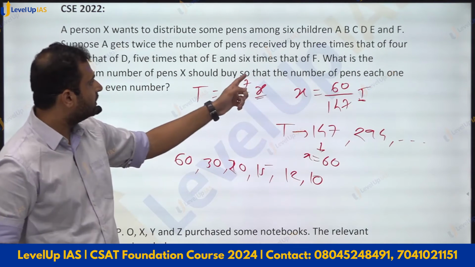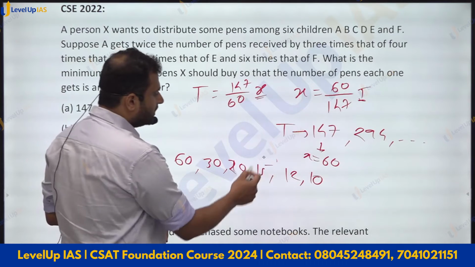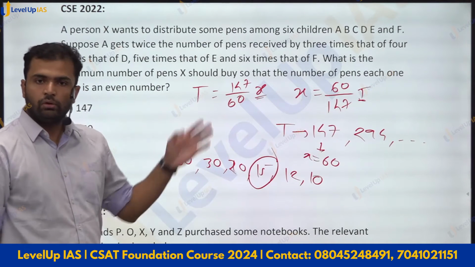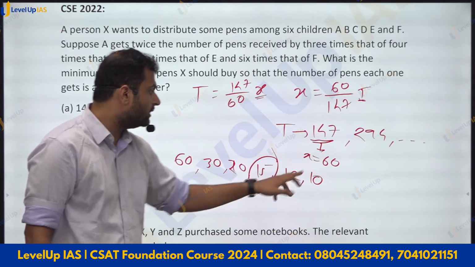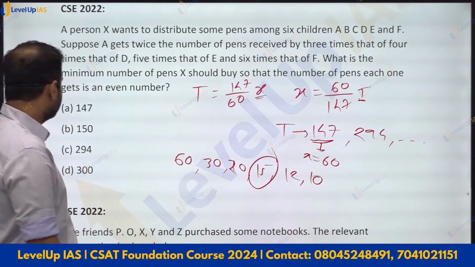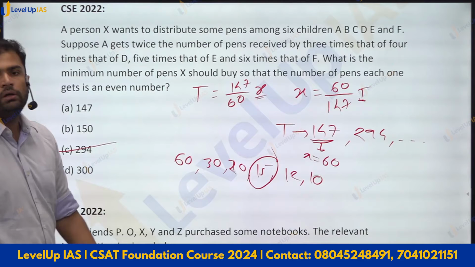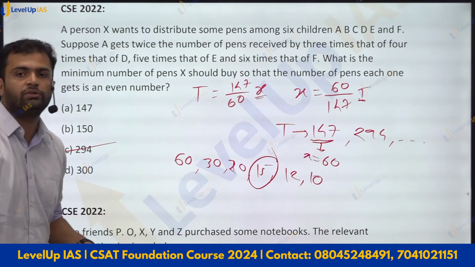Last condition, let us see that the number of pens each of them receives is an even number, but this is an odd number, so we are failing here. So if we have t equal to 147, this person does not have an even number of coins, so we have to have t as 294. That is the way we have to solve this question.